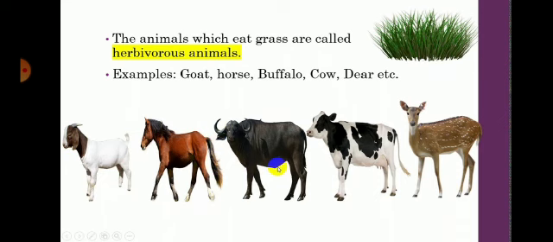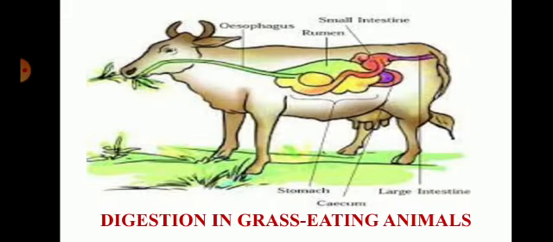Grass eating animals are known as ruminants. Animals like cows, goats and buffaloes eat grass. These animals swallow grass quickly and store it in a sac-like structure called the rumen. The rumen forms the first chamber of the four-chambered stomach. Here food is partially digested and is called cud.